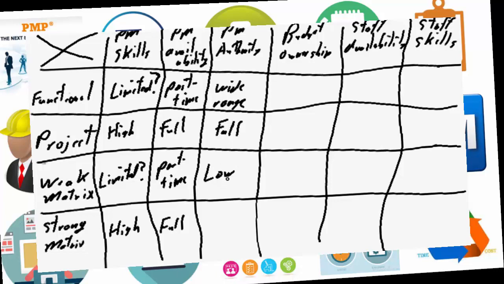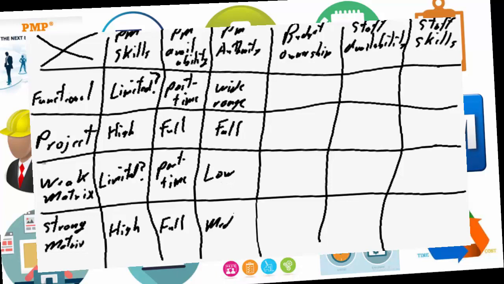Typically in a weak matrix, which is one of the reasons it's called weak matrix, the PM has very low, very limited authority over the project team members. When push comes to shove and the project team members have organizational line responsibilities as well as project responsibilities, because they report to different business units, their line organizational responsibilities come first and project responsibilities come last.